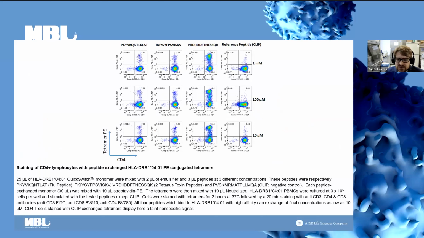This is an example of stimulated PBMCs stained with HLA-DR MHC tetramers that had their peptides exchanged using the QuickSwitch procedure. As you can see, using a peptide concentration of 1,000, 100, or 10 micromolar for the QuickSwitch exchange reaction does not change the staining result when high affinity peptides are used for loading the MHC molecule. So there are peptides that stain equally well when used at 10 micromolar, even 1 millimolar, and peptides that don't.